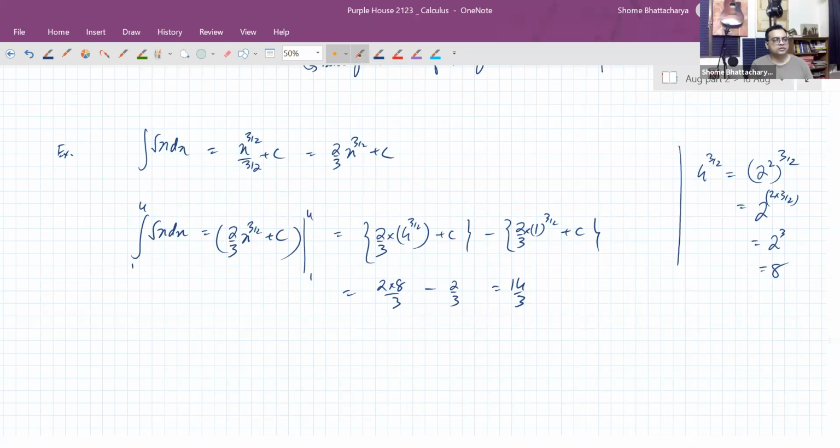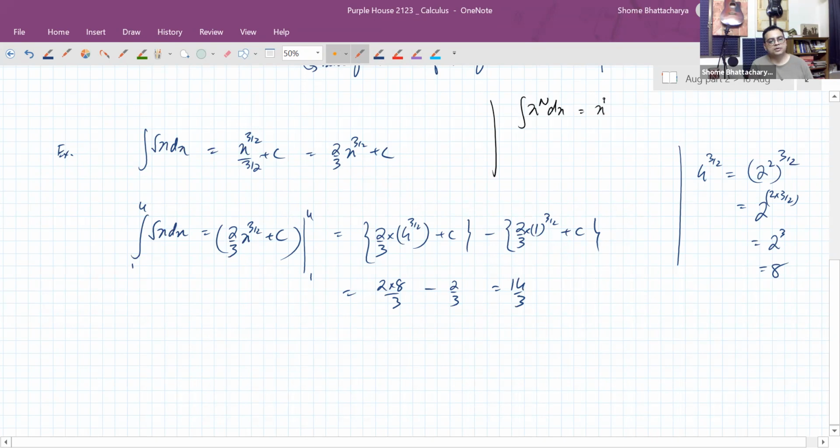Now that is the formula, better. That is the formula of this integration. Integration of x to the power n is x to the power n plus 1 upon n plus 1. So when I put n's value as half, then we are getting this integration.